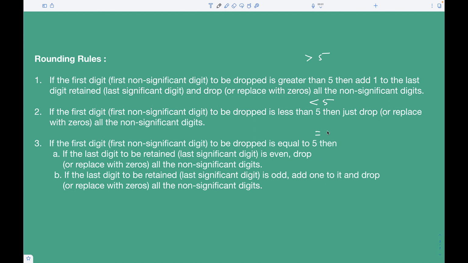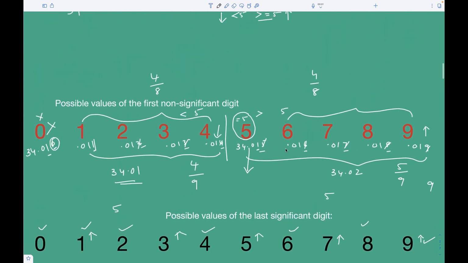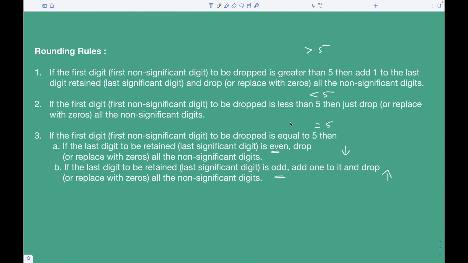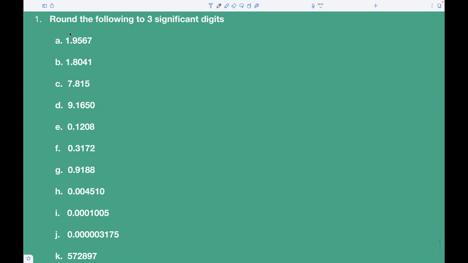And if it is equal to 5, then round it up if the last digit to be retained is odd, and round it down if it is even. That is what we have discussed here. And you will understand this better with the help of some examples. Now here are some examples.